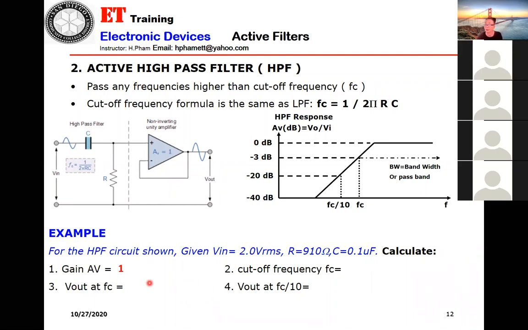1.75 kilohertz. Okay, see what you get. 1.748K. Anyone get the same? Make sure R is 910 ohm, C is 0.1 microfarad.